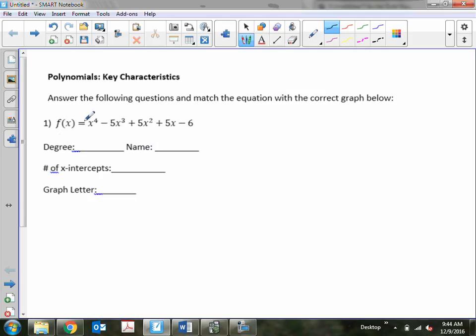Since this is already in descending order by degree, or remember our exponents, we can actually identify the degree. Since it says x to the fourth, that means that it has a degree of 4. And if we remember, anytime that we have a degree of 4, we call it a quartic. So the first name that this guy has is quartic.